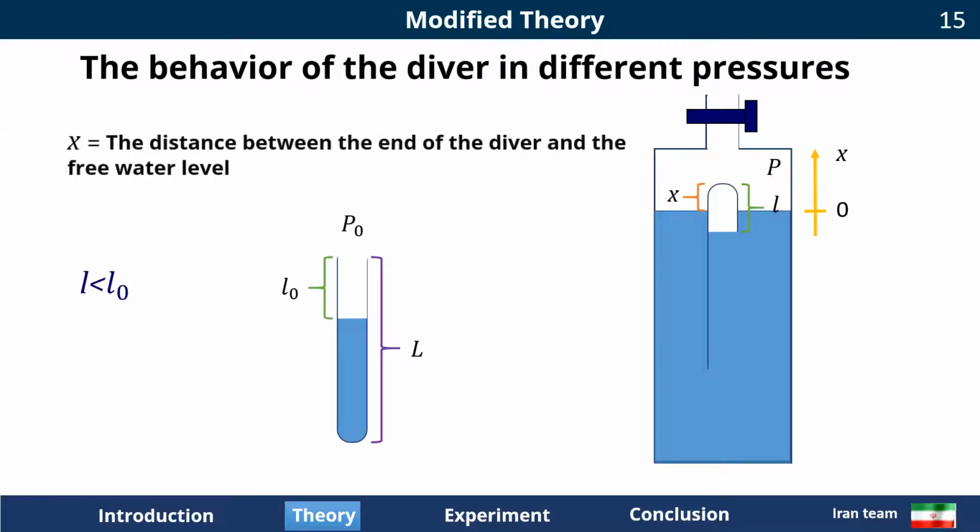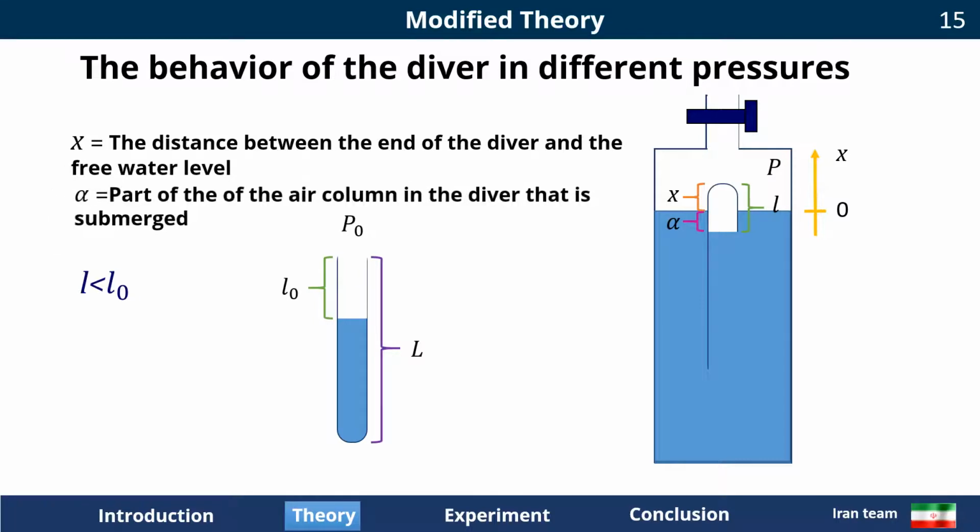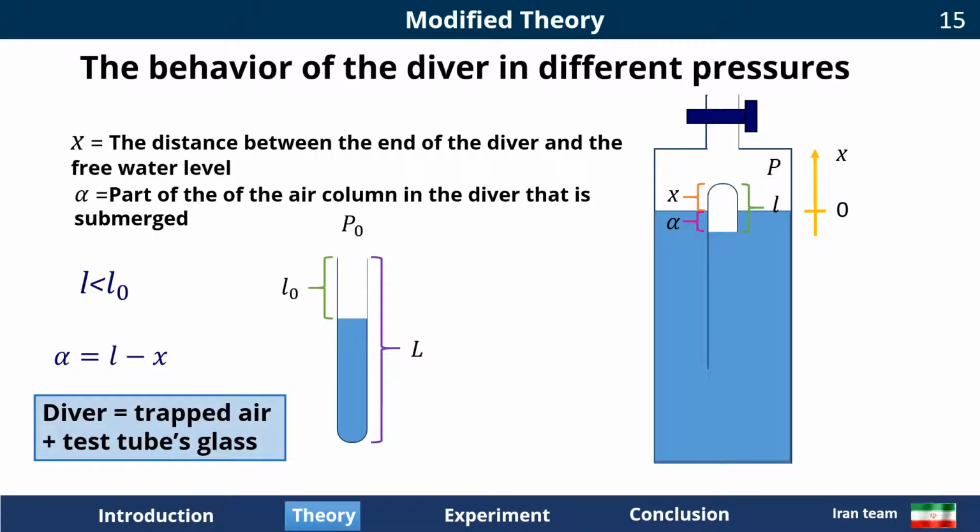Here we have X, that is the distance between the end of the diver and the free water level, and alpha, that is the part of the air column in the diver that is submerged. We suppose our diver is the test tube's glass plus the trapped air inside of it.